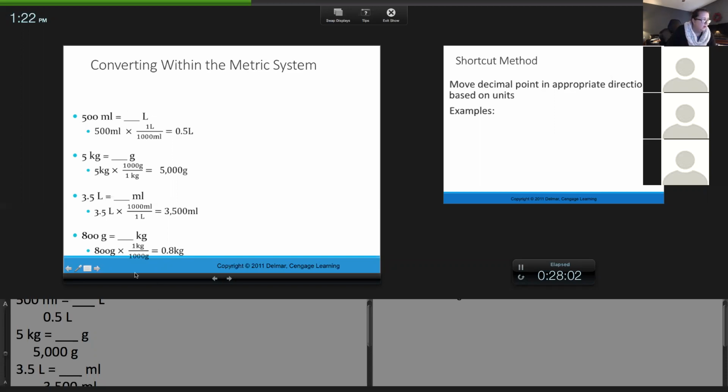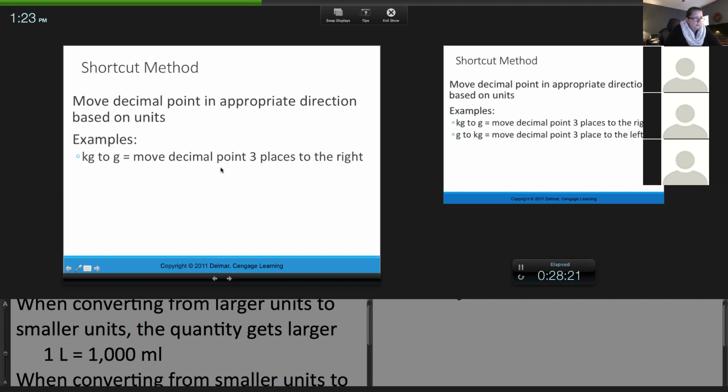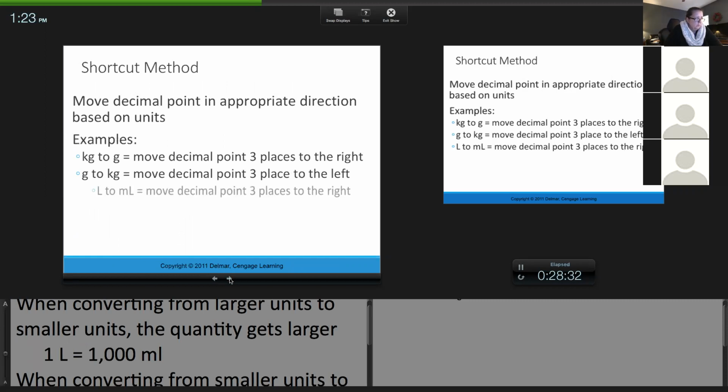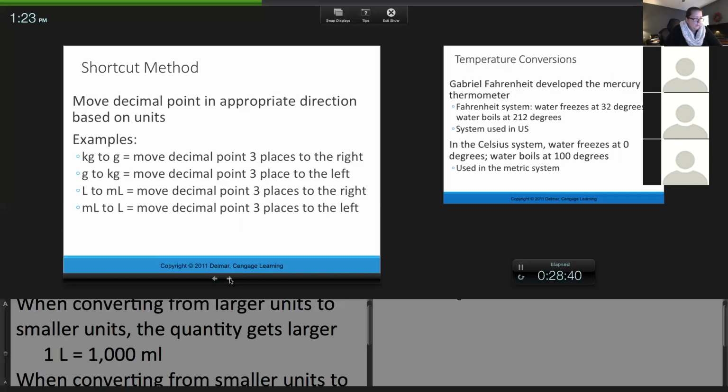So these right here are ways to do it in dimensional analysis. But of course, there is a shortcut method. If you are going from kilograms to grams, you just move the decimal point 3 places to the right. If you are going grams to kilograms, you move the decimal point 3 places to the left. Liters to mils, 3 to the right. Mils to liters, 3 to the left.